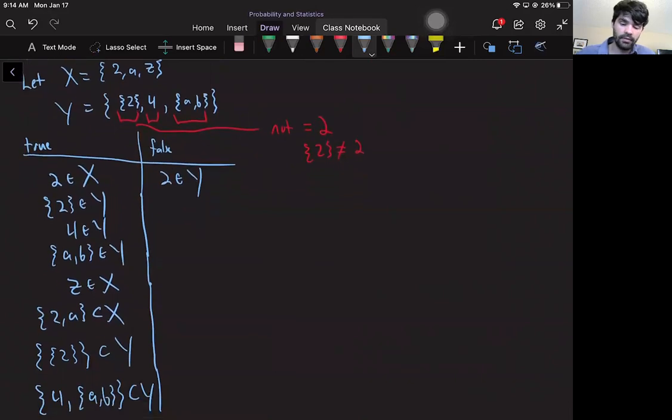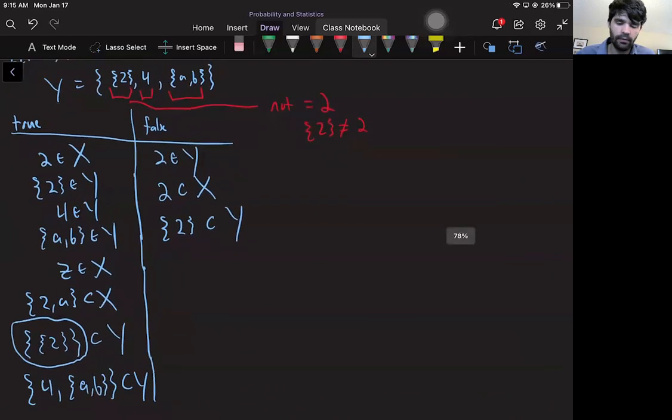So what's some like bad stuff to write? Let's see. Well, I could try to do subsets on this side too. So something bad would be like saying that 2 is a subset of X because it's not, it's an element. Another one would be this. This is not a subset of Y because it's an element of Y. So I need the extra curly braces like I have over here to be a subset. Okay, so just be aware of things like this and be very careful with this notation.